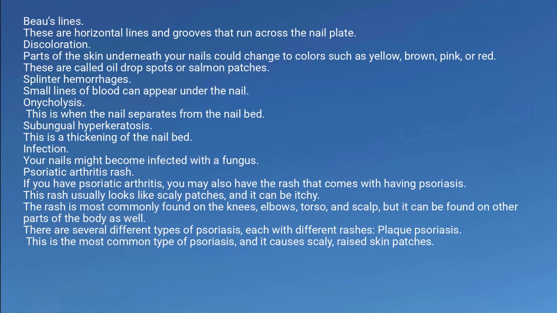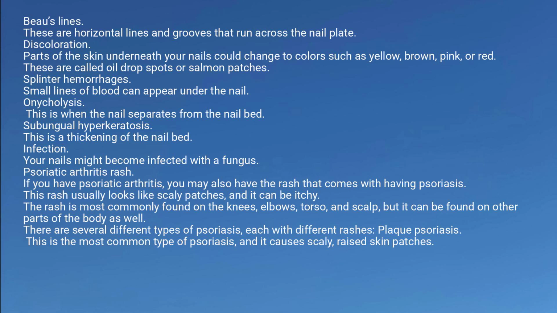Psoriatic arthritis rash. If you have psoriatic arthritis, you may also have the rash that comes with having psoriasis. This rash usually looks like scaly patches, and it can be itchy. The rash is most commonly found on the knees, elbows, torso, and scalp, but it can be found on other parts of the body as well. There are several different types of psoriasis, each with different rashes.